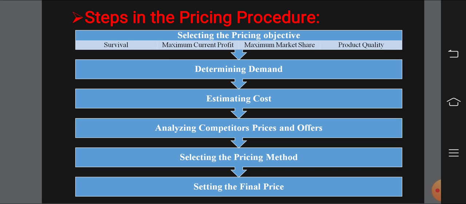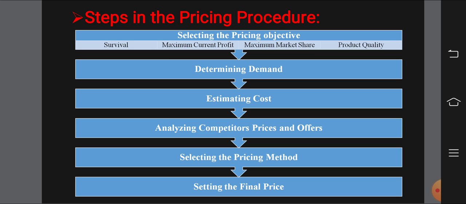Then after this, the fifth stage is selecting the pricing method. Here different pricing methods are applied. There are approximately seven or eight pricing methods, depending on the firm's objective. Here a specific pricing method is selected and the price of that particular product is determined. For example, they can use the cost plus pricing method. In this method, the firm will calculate overall manufacturing cost plus their overall cost for advertisement and marketing, and they will add some profit percentage.